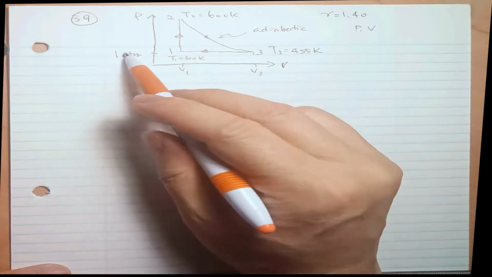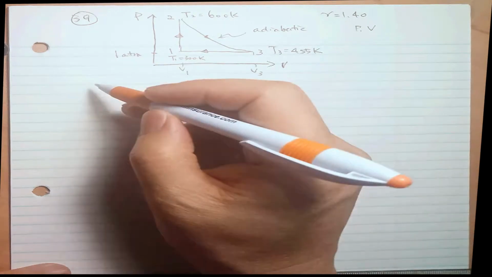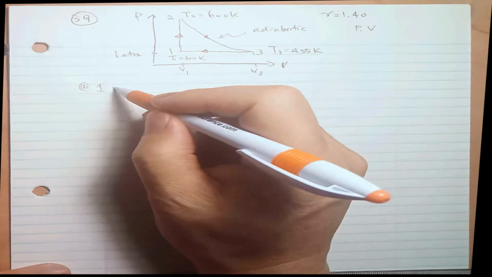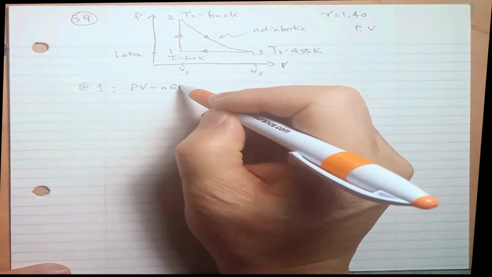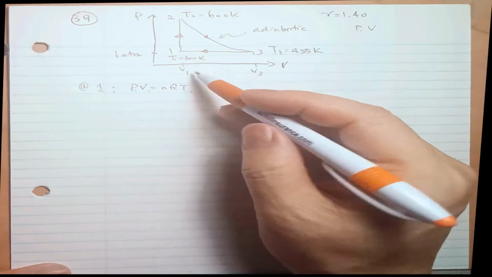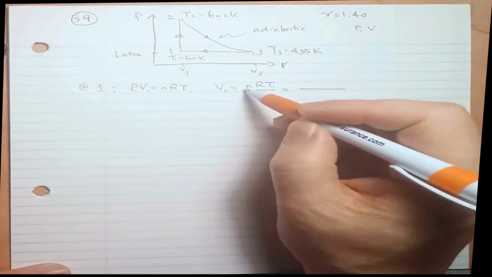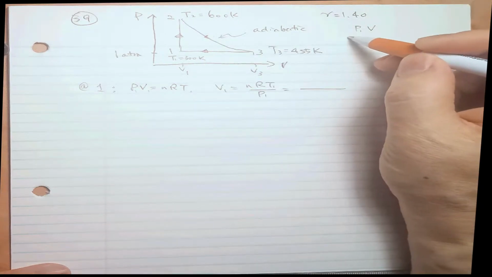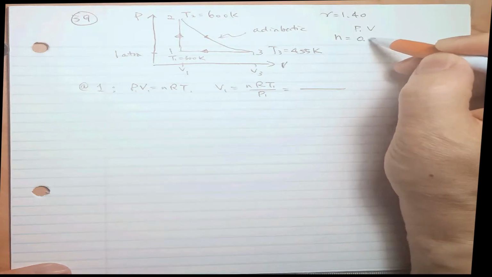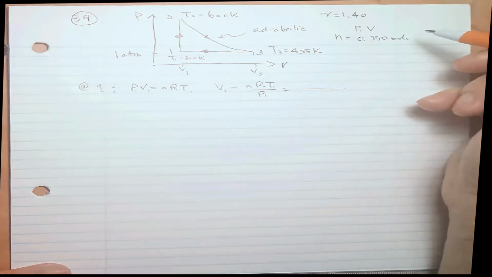Let's figure out V1, because I have temperature and pressure at 1. So at 1, PV equals nRT, so in this case, V1 therefore is nRT1 over P1. And given number of moles already, n was given as 0.350 moles.